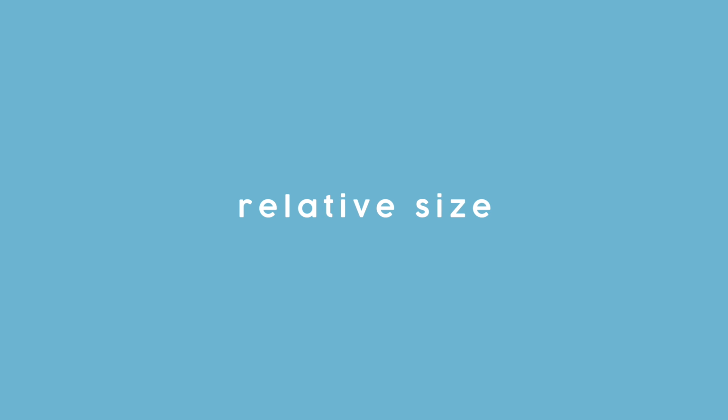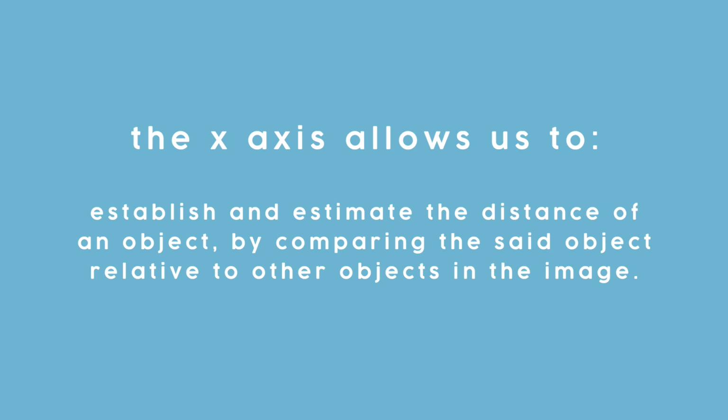This brings me on to relative size. The use of the Z-axis allows us to establish and estimate the distance of an object by comparing the said object relative to other objects in the image. For example, if you're walking down a corridor, there is a clear leading line in front of you. If someone else is at the end of this same corridor, they immediately look a lot smaller to you due to the depth and the distance.